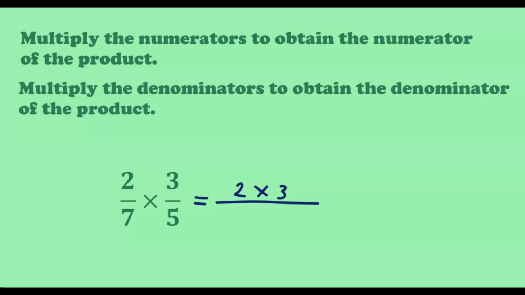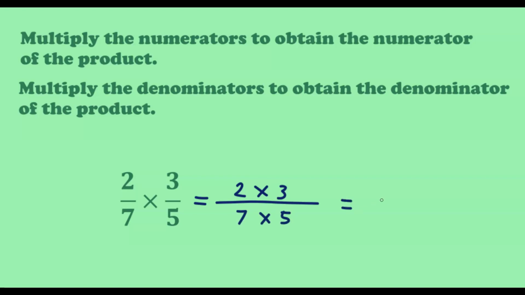Next, what we need to do is multiply the denominators of the original two fractions to obtain the denominator of the product. Now the denominators are the numbers on the bottom. For the first fraction 2 over 7, the number on the bottom is 7, so 7 is the denominator. And for the second fraction 3 over 5, the number on the bottom is 5, so 5 is the denominator. And we're going to multiply these two numbers. So we have 7 times 5, and this will give us the denominator of the product.